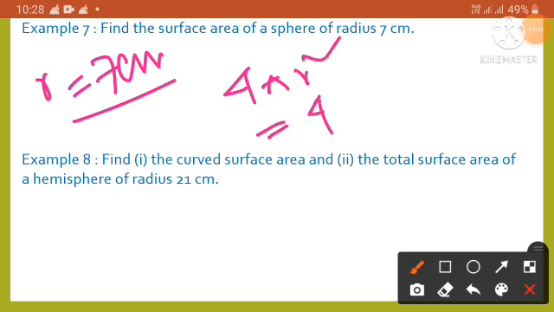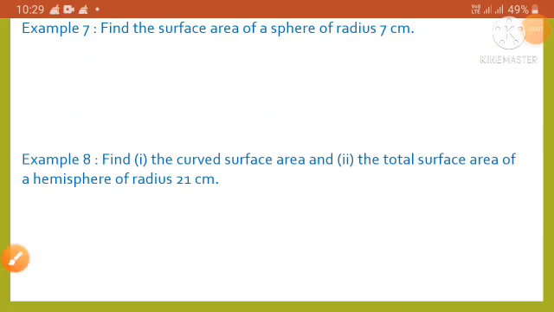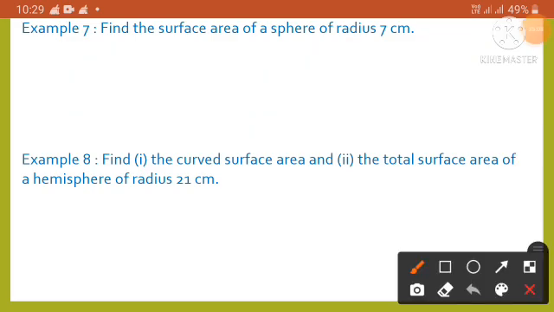So if we put the value here, then we are getting 4 into 4 into 22 by 7 into 7 square. So we are getting here 616 centimeter square. Okay, next question, question number 8. At first we have to find out the curved surface area, and then we have to find out total surface area of a hemisphere of radius 21 centimeter.